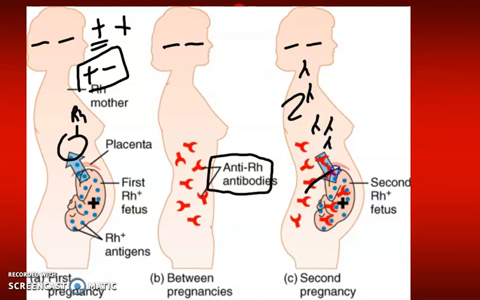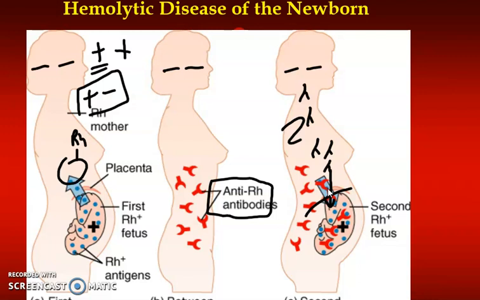These RH antibodies can get through the womb, and they will destroy the red blood cells of the baby. So this is why they call it hemolytic. That means literally destruction of blood cells in a newborn. Now on this one, remember, we can fix this. There's something you can have to try to help with this.